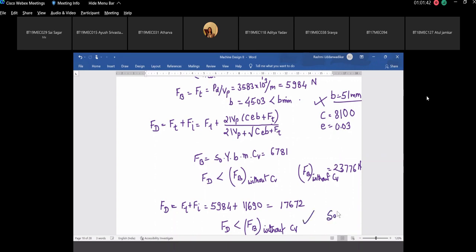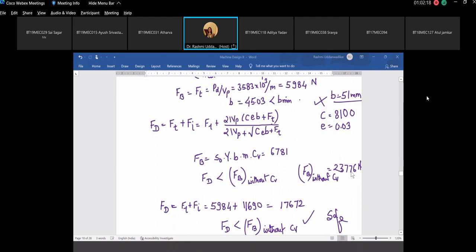So design for dynamic load is safe. This is not going to fail in bending. Now suppose you get FD value greater than FB. So what will you do? Suppose the dynamic load comes out as 25,000 Newton. What should we do? Increase B.